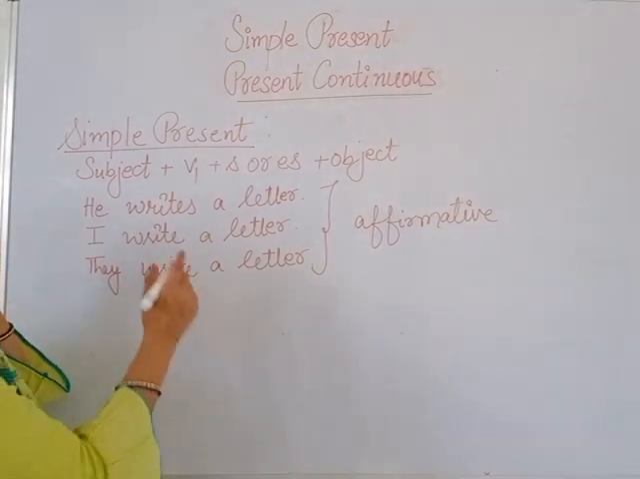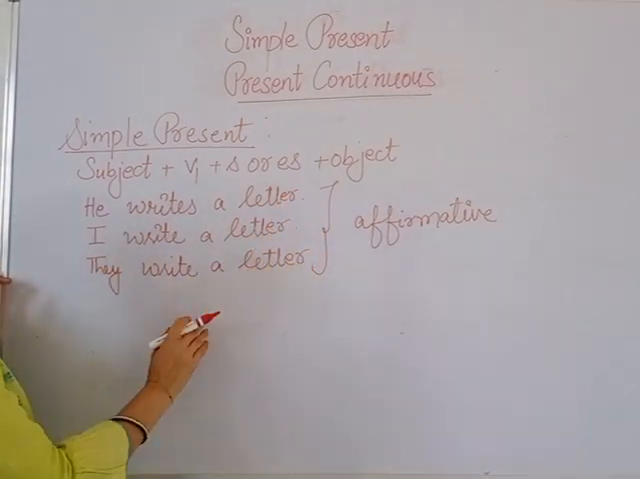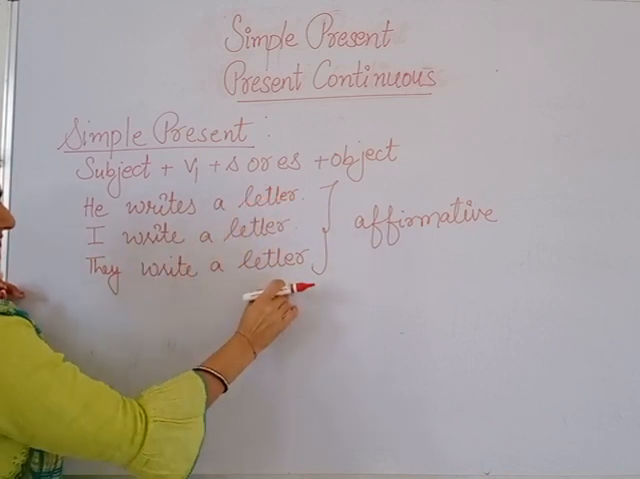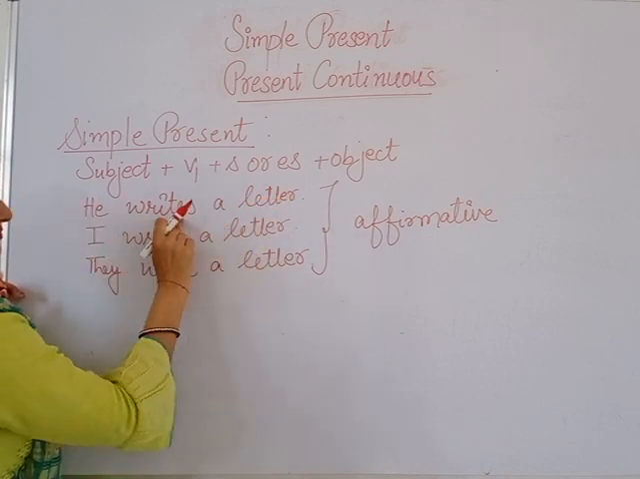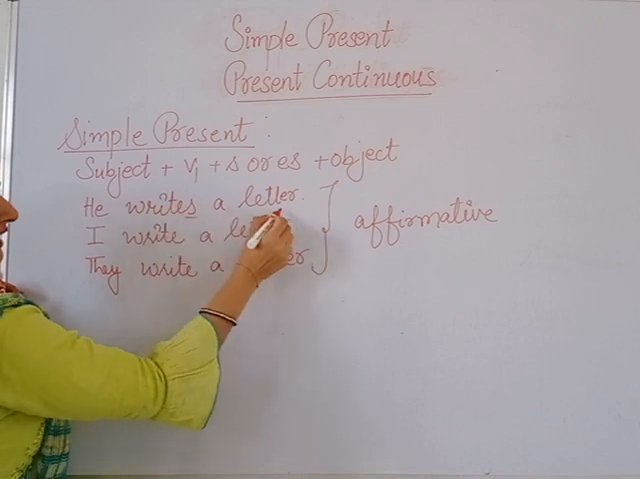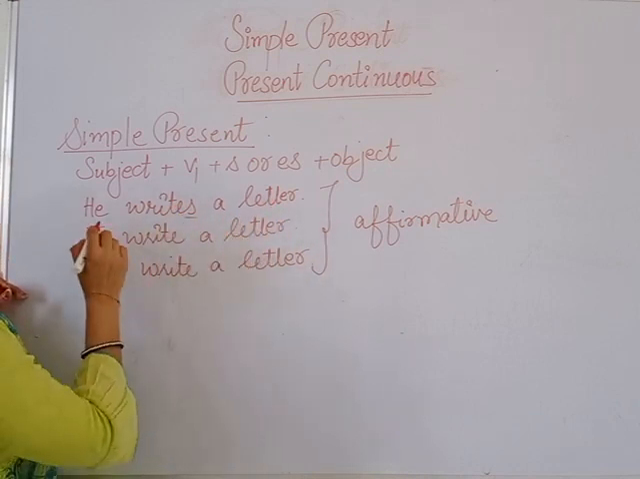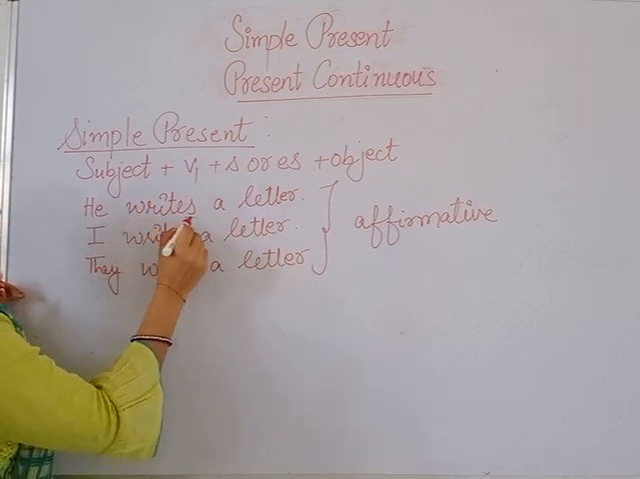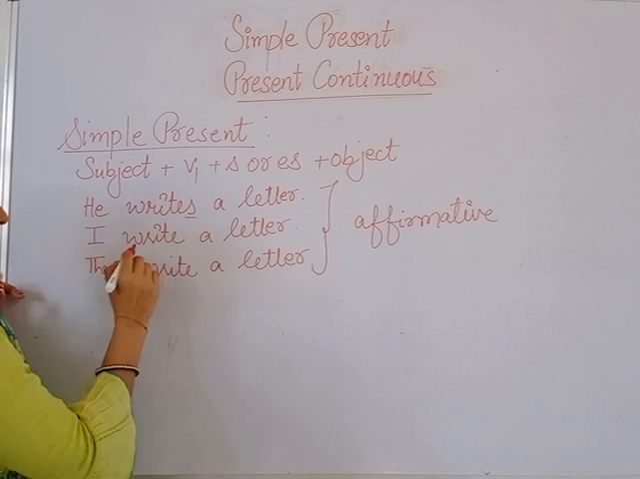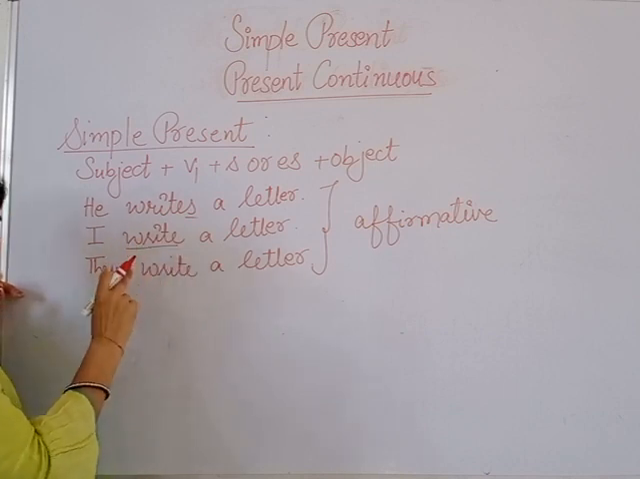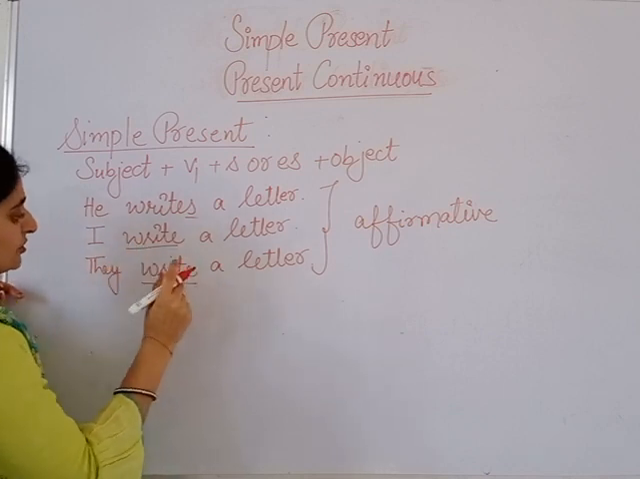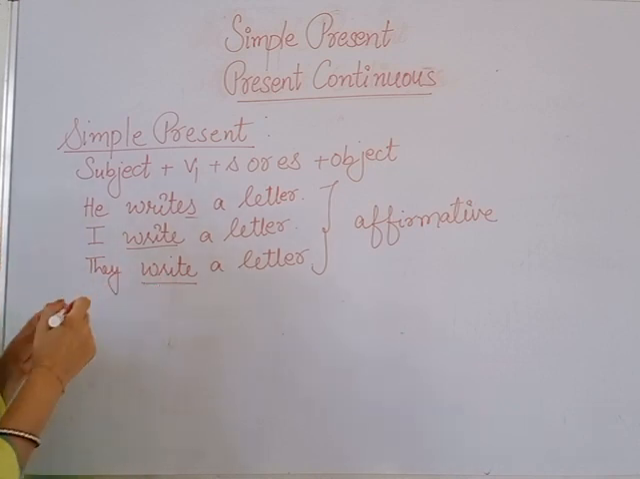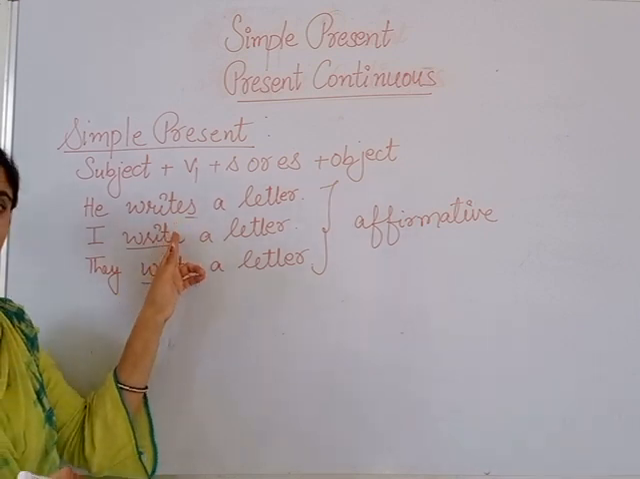Okay, so let us analyze these three sentences. He writes a letter, I write a letter, they write a letter. Subject, verb first form plus s, and object. Clear? So after analyzing, you will find that here I add s along with the first form of the verb. Here I use the first form of the verb, and here also I simply put the first form of the verb. So the question arises here, why did I add s here?